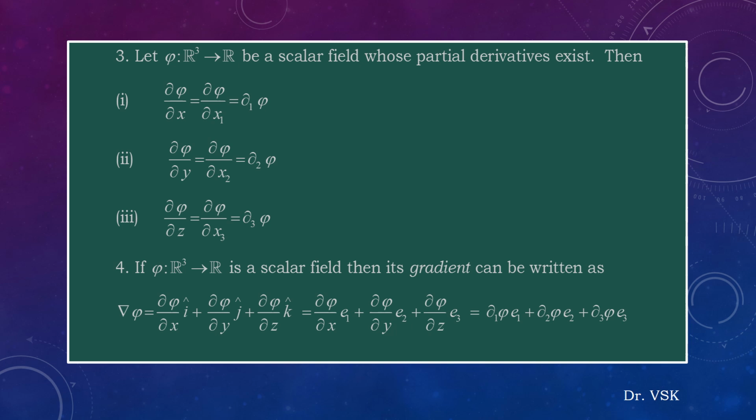Now, grad phi takes a new form, that is grad phi equals del phi equals dou 1 phi e1 plus dou 2 phi e2 plus dou 3 phi e3, that equals summation sigma over i dou i phi ei. Here i takes the values 1, 2, 3.